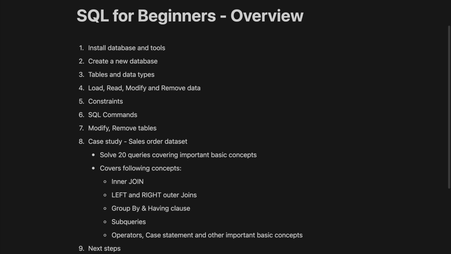Once we have the database and the tools set up, we'll create a new database. We'll then talk about tables and data types. We'll create some sample tables, and then we will see how to load, read, modify, and remove data. Once we have this basic understanding, we'll then talk about constraints, create a table with constraints, see how relationships are formed between tables using constraints, and understand all the basic things that you need before you dive into writing SQL queries.